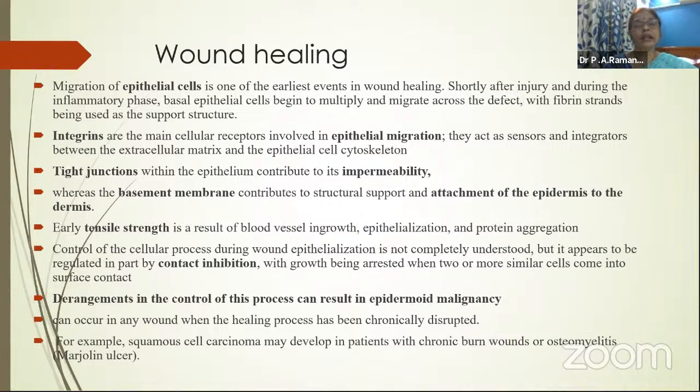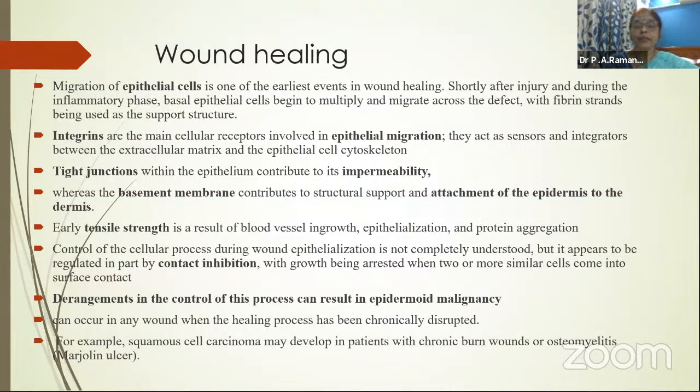Let us just see a little more what is happening in the micro. Sometimes these may be asked in your exams in wound healing: migration of the epithelial cells shortly after injury. During the inflammatory phase, the basal epithelial cells in the lining epithelium, it may be skin, it may be mucous membrane, near the basement membrane, these cells migrate and multiply and they start migrating across the defect.